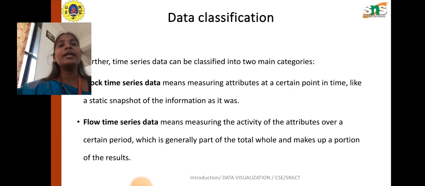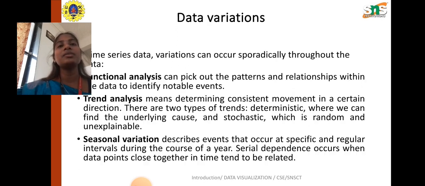So this is the data classification. First one is stock time series of data, where we have already collected the statistical data. The second one is flow time series, where we collect data gradually, which means live data. That is called data classification.